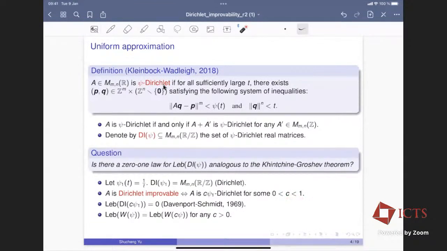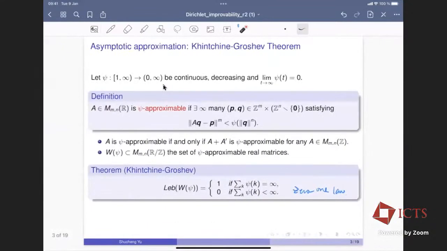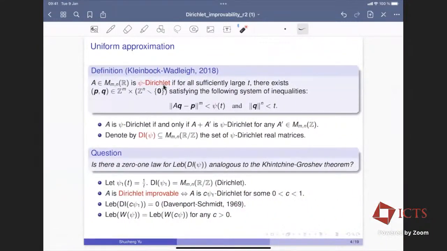It was then proved by Davenport and Schmidt that the set of Dirichlet improvable matrices has Lebesgue measure 0. So in particular, we know that the Lebesgue measure of Di c psi 1 is 0 for any c smaller than 1. If we compare this with the asymptotic theory, this is very different, because from the Khintchine-Groshev theorem we know that the set of psi approximable matrices is quite stable under multiplying the approximating function by a constant. If you go back to this theorem, if I multiply the function by a constant c, it doesn't change the convergence or divergence of this series. So in particular, it implies that the Lebesgue measure of W psi is the same as the Lebesgue measure of W c psi for any c greater than 0.